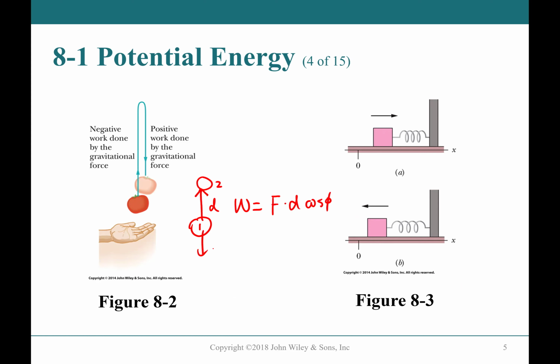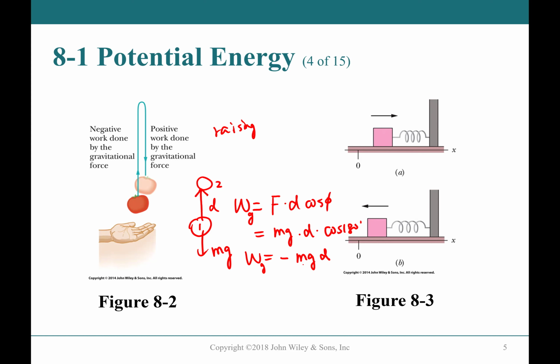Here, this is our gravitational force, mg. So the work done by the gravitational force, we can write it like this. It's mg times the displacement times cosine 180. So for a rising object, the work done by the gravitational force will be equal to negative mgd. Okay, so for a rising object, negative mgd.